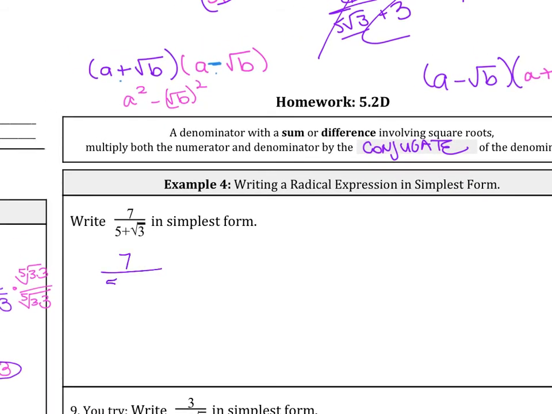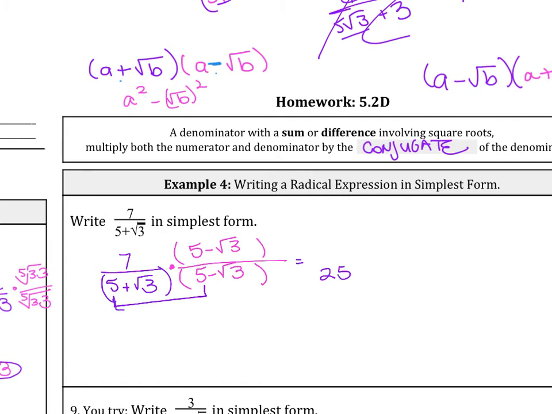We have 7 over 5 plus square root of 3. So we're going to multiply by the conjugate. So if we have 5 plus root 3, what is going to be the conjugate? So that will be 5 minus root 3. So now let me just do this the long way. So notice 5 times 5, if I'm multiplying the denominator, 5 times 5 is 25.